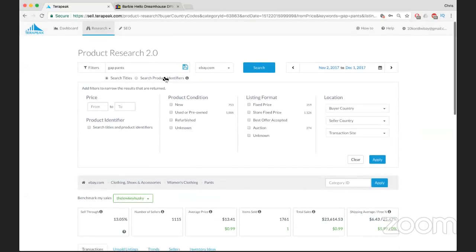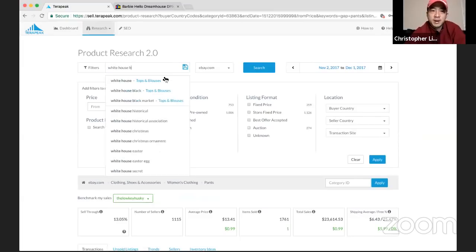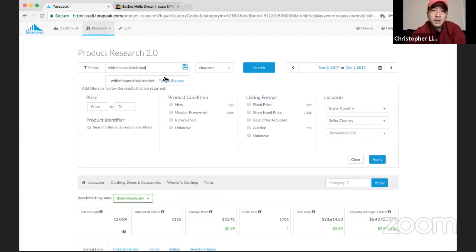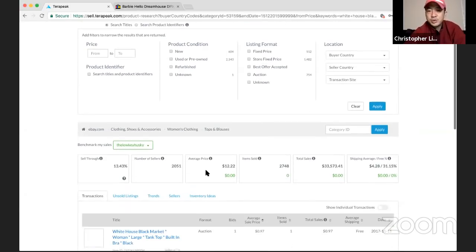What's another brand, another mall brand? What about like White House Black Market? I'm just curious. So 2,000 people competing with you for only a $33,000 market. That's insane.